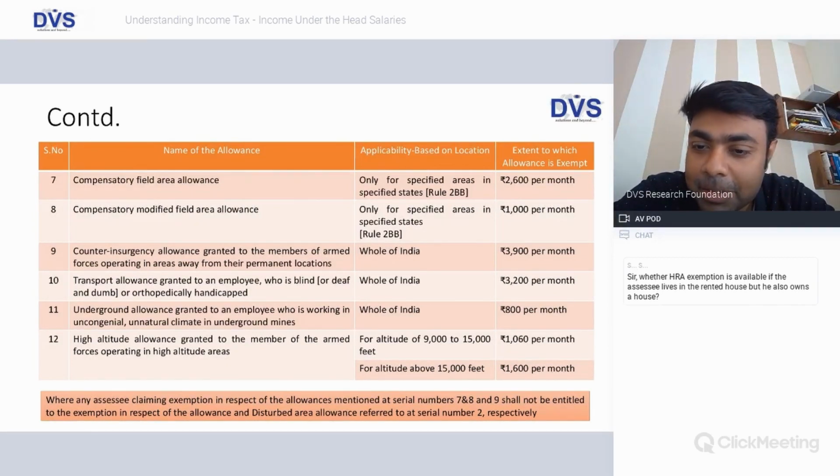Compensatory field area allowance 2,600. Modified area only in specified areas, 1,000 per month. Counter insurgency 3,900. Transport allowance, this is the only transport allowance which is available for exemption, because every other transport allowance is fully taxable: for an employee who is blind or deaf and dumb or orthopedically handicapped, 3,200 per month. Underground allowance for those who are working in coal mines or underground mines, it's 800 per month. High altitude allowance, it's 1,060 or 1,600 based on the altitude of the place.